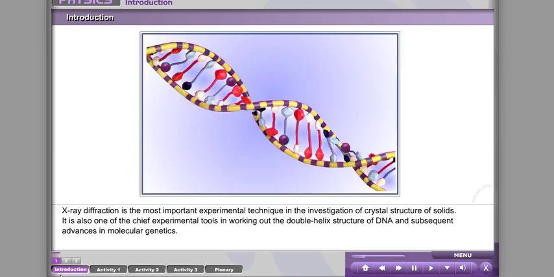X-ray diffraction is the most important experimental technique in the investigation of crystal structure of solids. It is also one of the chief experimental tools in working out the double helix structure of DNA and subsequent advances in molecular genetics.